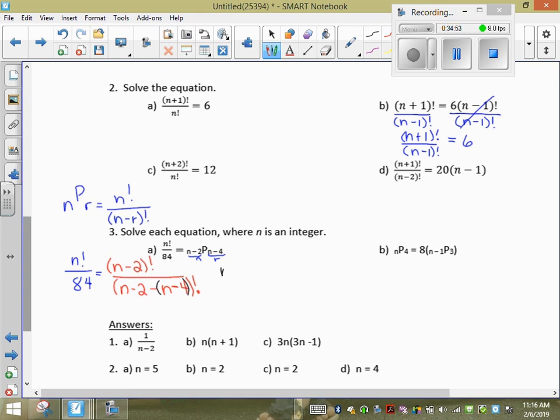So we're going to get n factorial over 84 equals n minus 2 factorial over, this would end up being n minus 2 minus n plus 4 factorial. So what am I going to get on the bottom? That cancels. That cancels. Negative 2 plus 4 is 2 factorial. What's 2 factorial? Two. It's just the number minus 1 to 1. So 2 times 1 is 2 factorial.